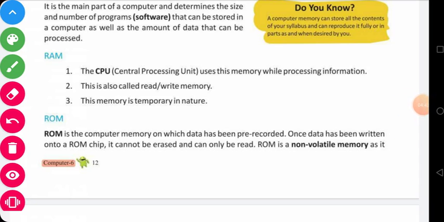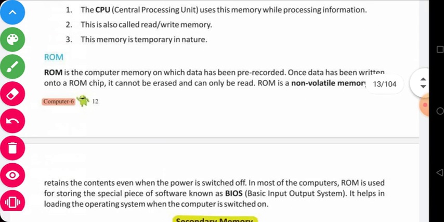ROM is a computer memory on which data has been pre-recorded. It is basically a type of hardware in which we insert data which is not erased after its requirement has been closed. Once the data is written in the ROM chip, it cannot be erased and can only be read. ROM is a non-volatile memory as it retains the data after the power is switched off. Basically, ROM is a type of small chip which is installed in your computer motherboard, and it is generally known as BIOS.